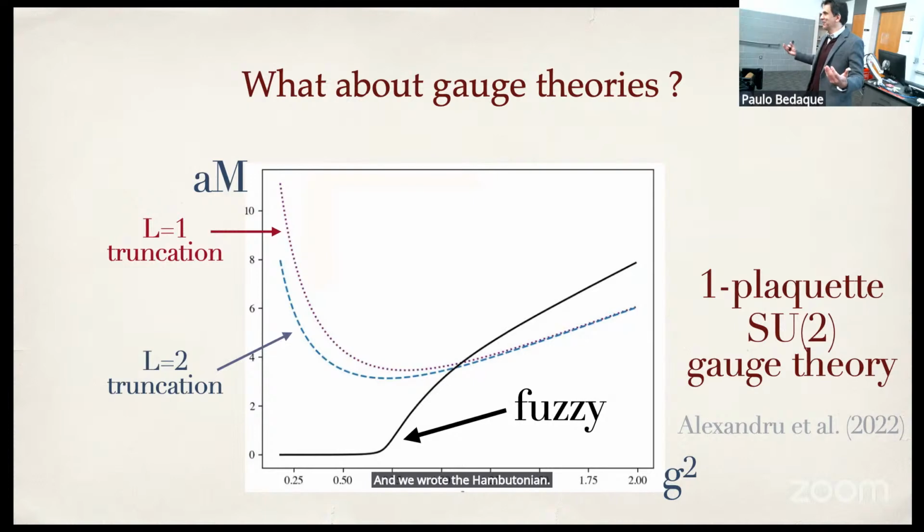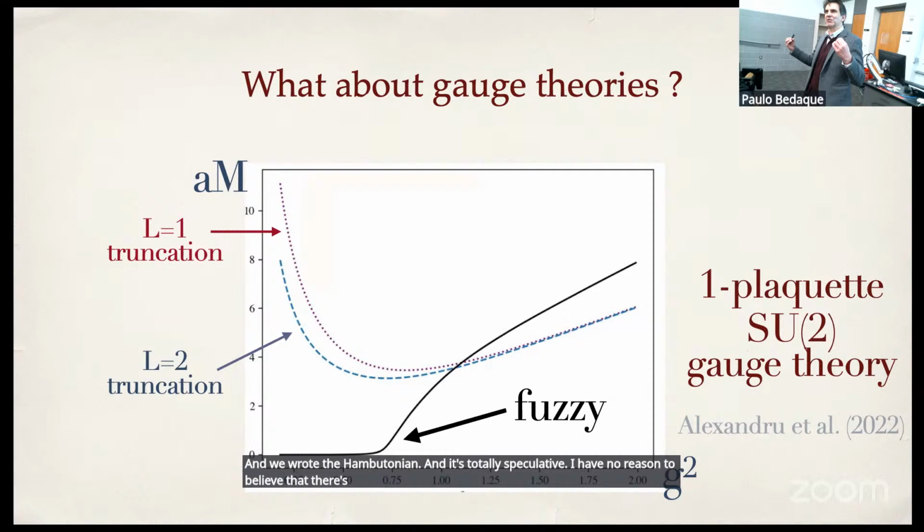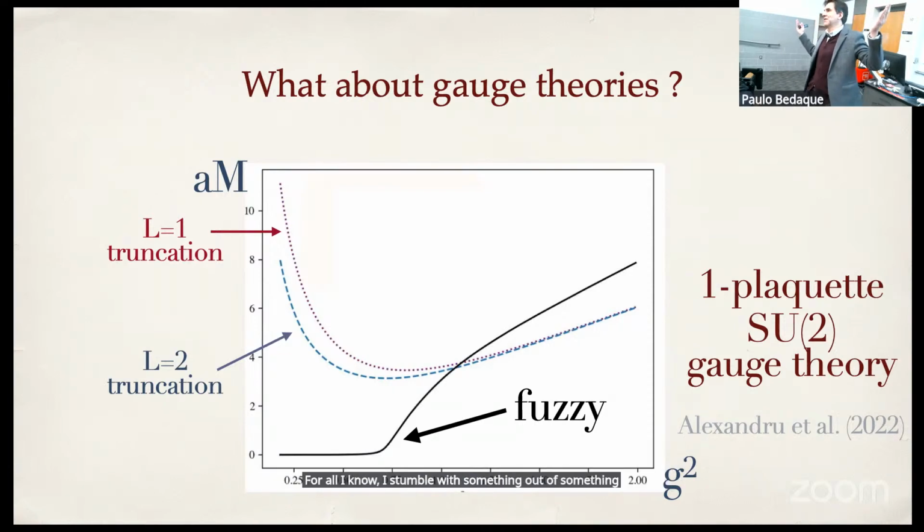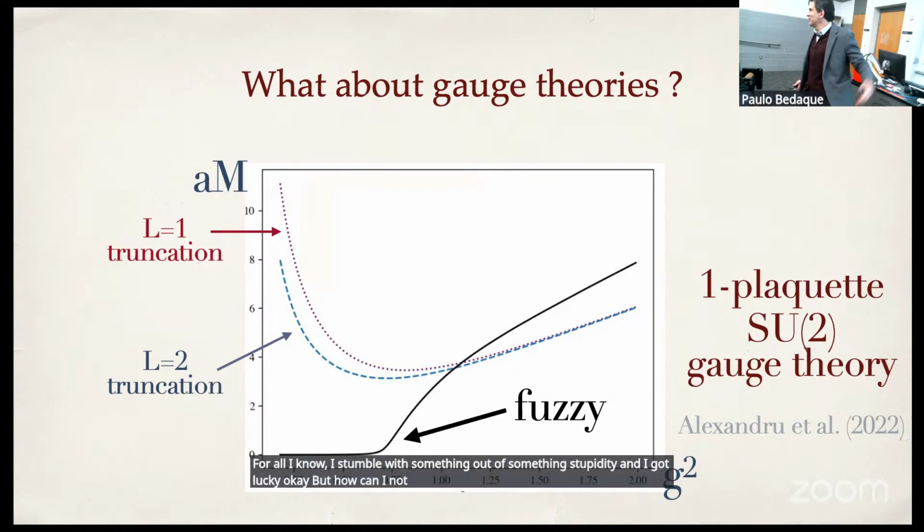and it's totally speculative. I have no reason to believe that this non-commutative construction is the actual reason that we got the correct universality class. For all I know, I stumbled on something out of stupidity and I got lucky. But how can I not try? So we did it. We did it with gauge theories.